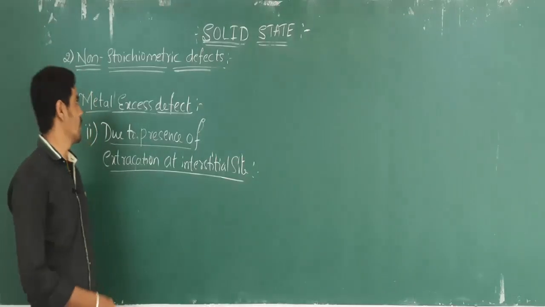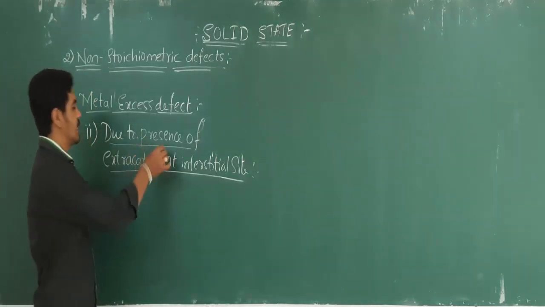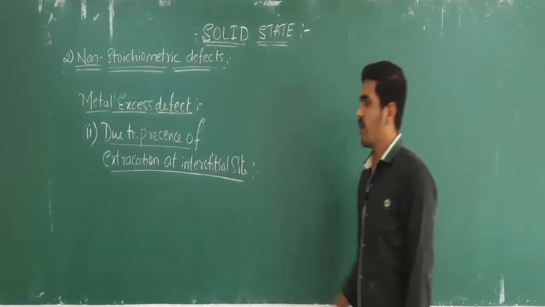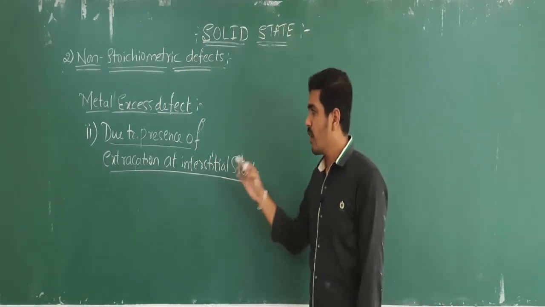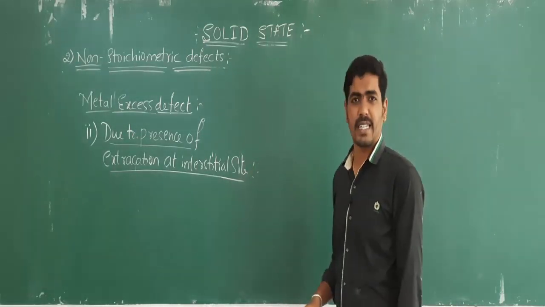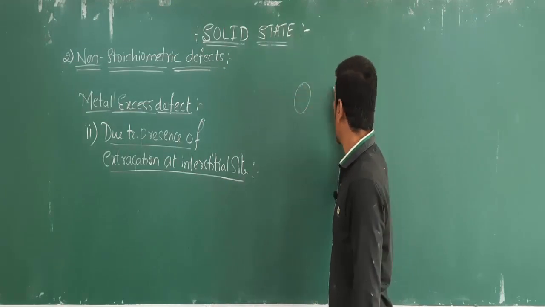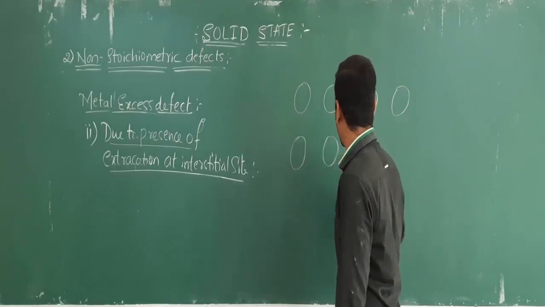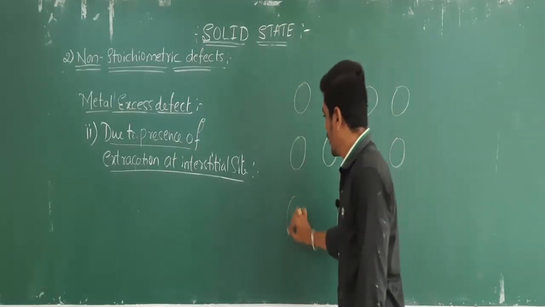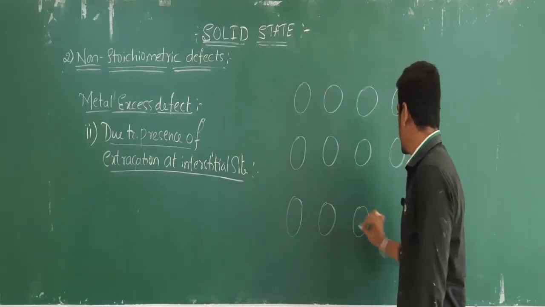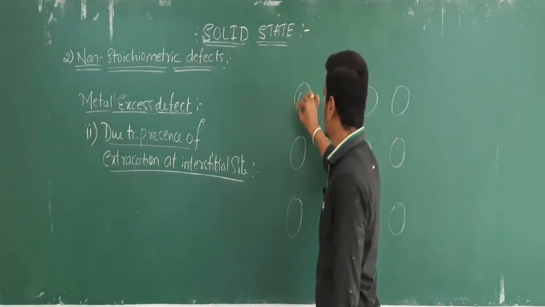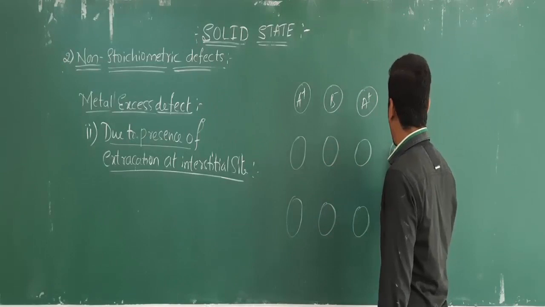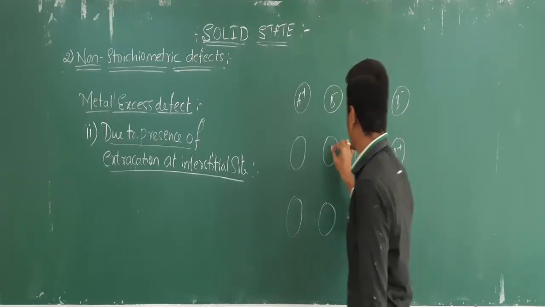So the next cause for metal excess defect is due to presence of extra cation at interstitial site. The name itself suggests the reason for the metal excess defect. So again consider the crystal, any crystal, that should be an ionic crystal, where the alternate positive and negative ions are present. So A+, B-. So alternately I have taken the positive and negative ions.